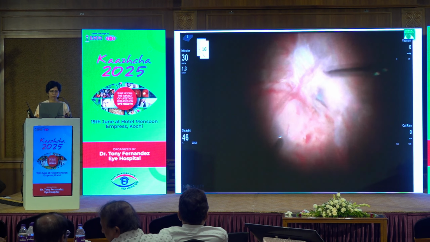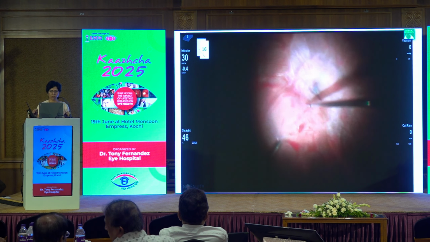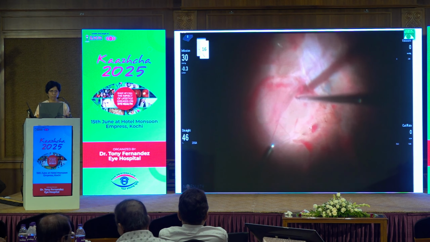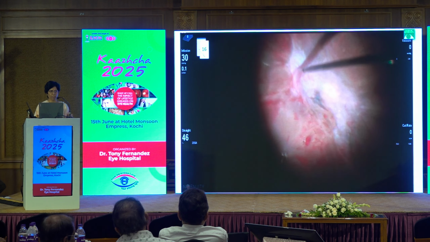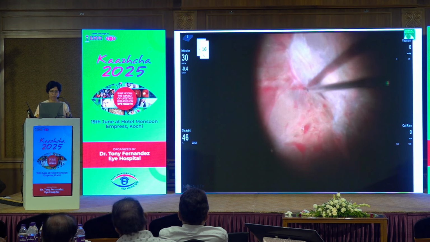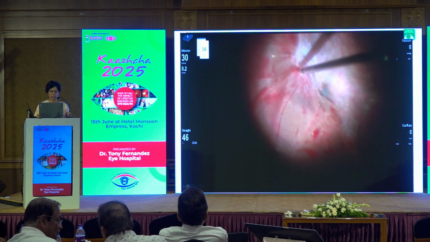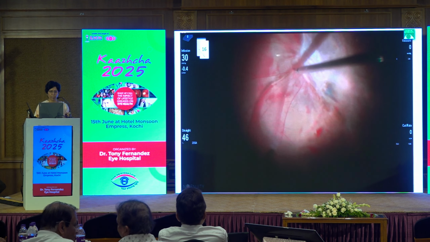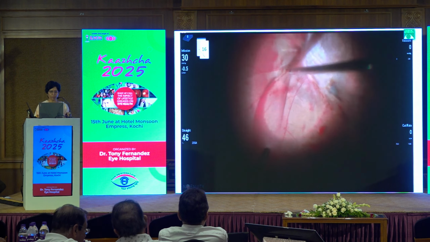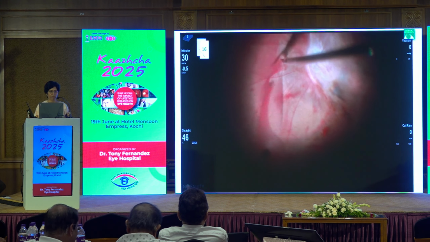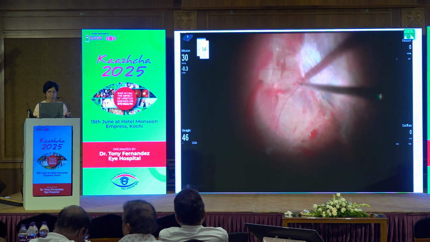In the correct plane of cleavage, when you are dissecting, the chances of iatrogenic injuries, iatrogenic retinal break or bleeding is much less. As you can see, this proliferation is very thick, very large and quite adherent, but it comes off quite well. So what I'm lifting up is actually the second membrane only.